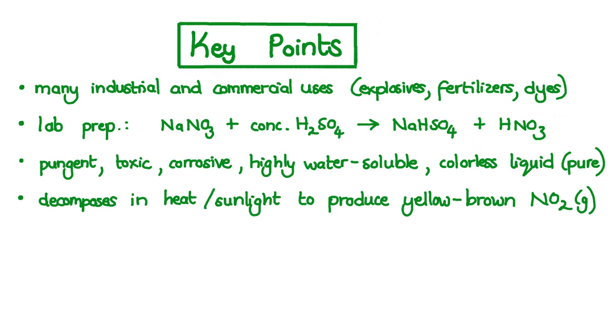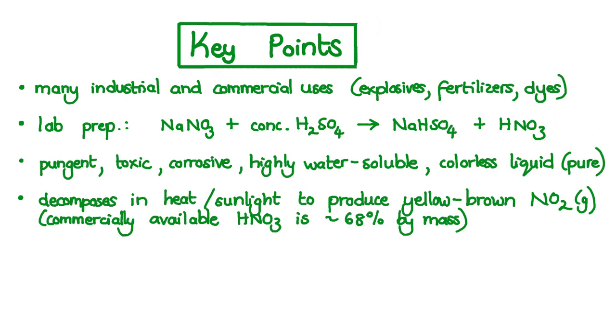We saw that it decomposes in heat or sunlight to produce the yellow-brown gas nitrogen dioxide, and that often nitric acid appears yellow-brown rather than colorless because of this decomposition product. And commercially available nitric acid is yellow-brown and is 68% by mass nitric acid in water.